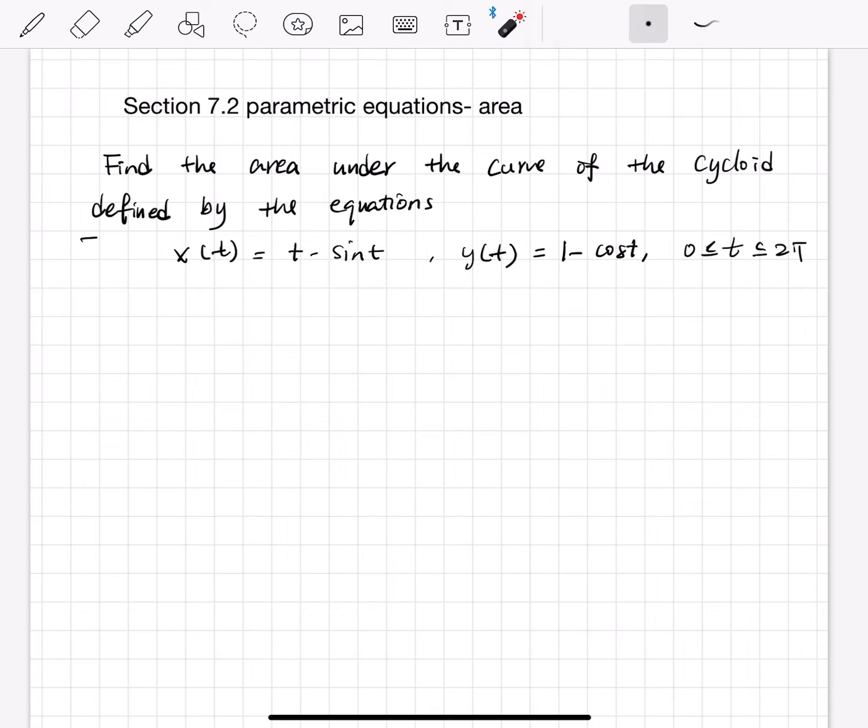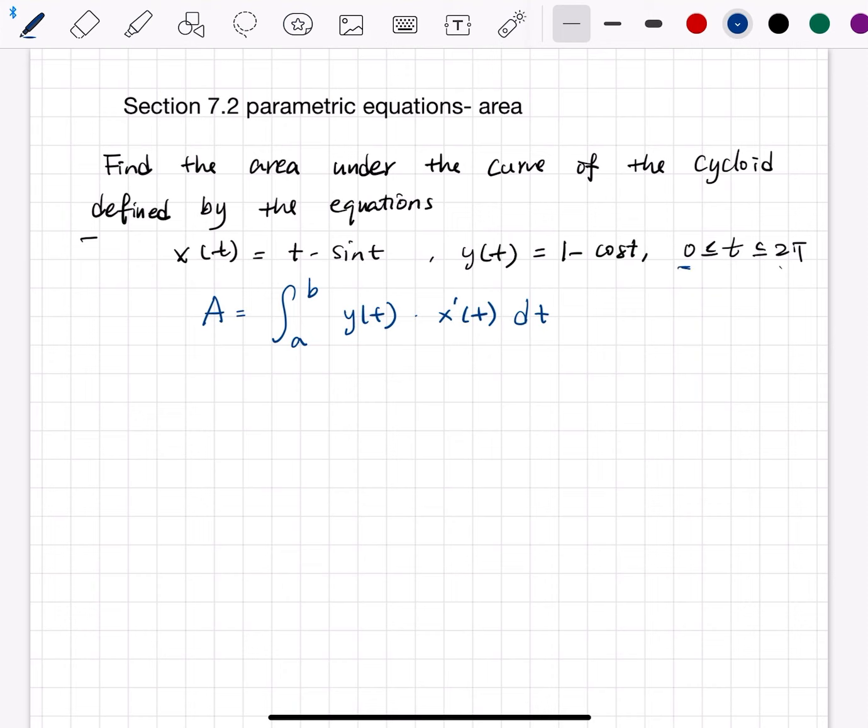For this problem, it's important, but not too important, because we have the equations here. We have the two parametric equations, and we want to find the area under it. According to the formula, the area of the parametric equation is going to be an integral from a to b of y of t multiplied by x prime of t dt, where a and b are our interval, 0 to 2 pi.